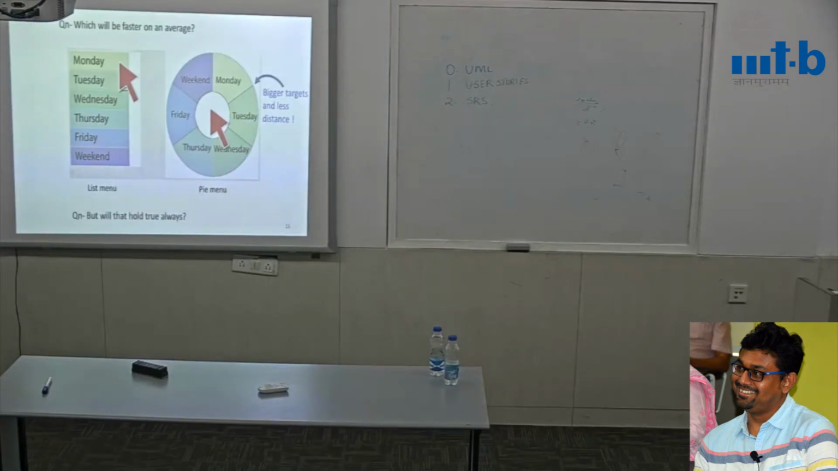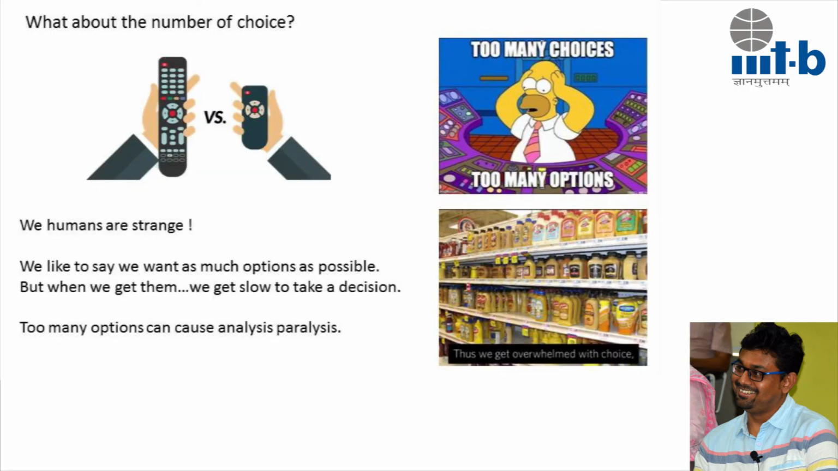Another thing, but will that hold true always? Bigger targets, lesser distance. What if I increase the number of options? If the list becomes huge? So is it always about the target size and the distance, or does something else come into the picture? Basically, what might come into the picture is the choices. Out of how many stimuli you have to choose one. That always comes into our mind.